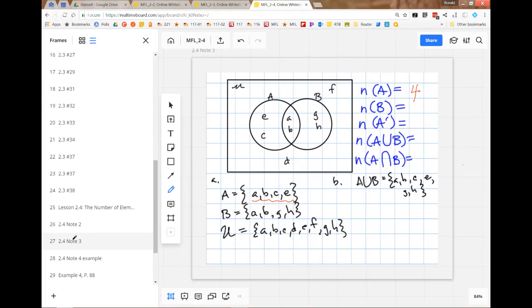Set B has A, B, G, H. What's the cardinal number for set B? 4. Yep, that's correct. How many elements does A complement have in it?